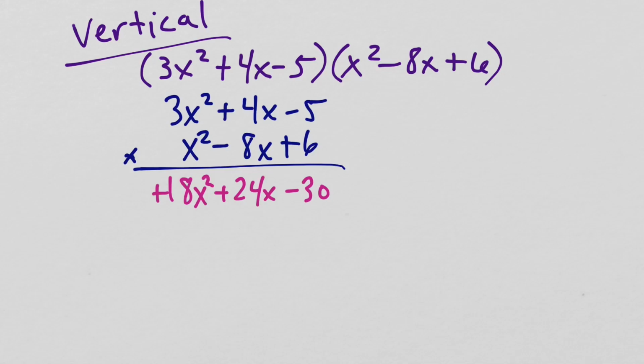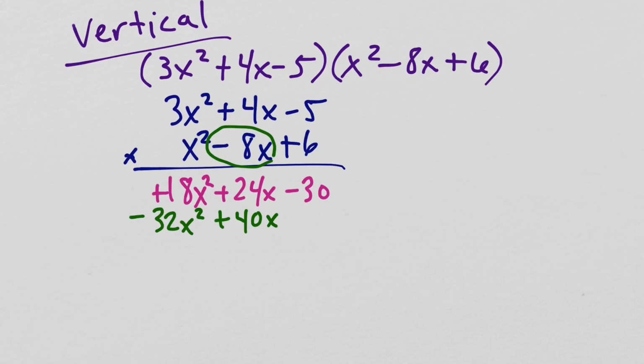And then we take the negative 8x. Right, so you got to treat this whole thing here, and we're going to multiply that to each value in the row above. So negative 8x times negative 5 is a positive 40x. So we're going to write that underneath the 24x. Negative 8 times 4 is negative 32x to the second power. So we're going to place that underneath the other x to the second power.